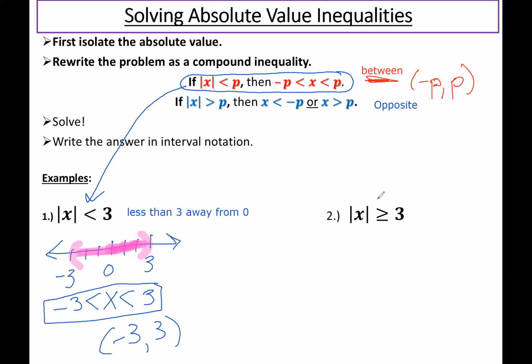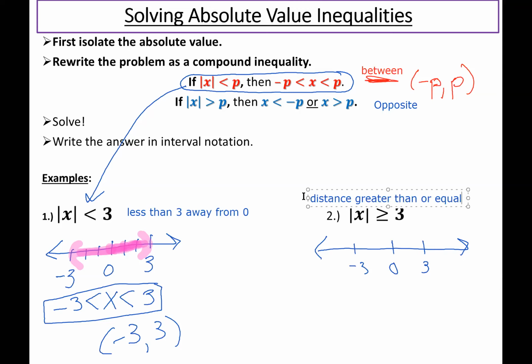Here's number 2. We're still using the number 3, by the way. What if we have almost the opposite situation? Here's 0, here's 3, here's -3. I want all the numbers whose distance from 0 is greater than or equal to 3. Let's write that out. So distance greater than or equal to. Greater, I'm just going to make that super emphasized there.